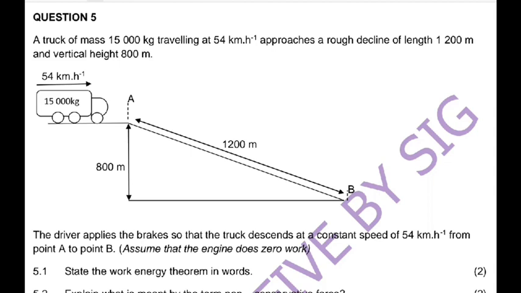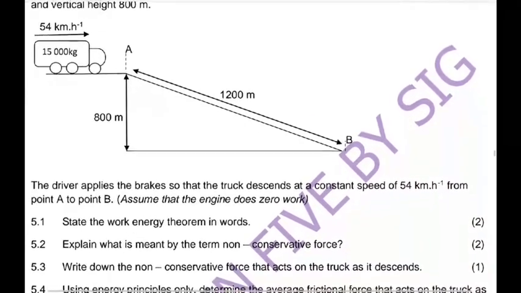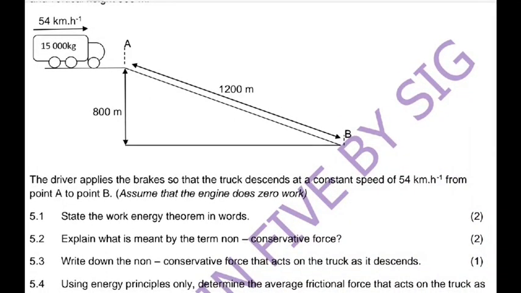A truck of mass 15,000 kilograms traveling at 54 kilometers per hour approaches a rough decline of length 1,200 meters and vertical height 800 meters. The driver applies the brake so that the truck descends at a constant speed of 54 kilometers per hour from point A to point B. Assume that the engine does zero work. So 5.1, the definition, they're giving us a clue as to what we can use to solve this problem.